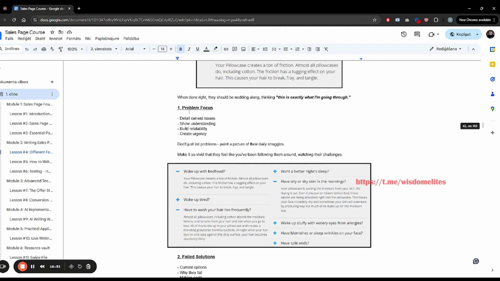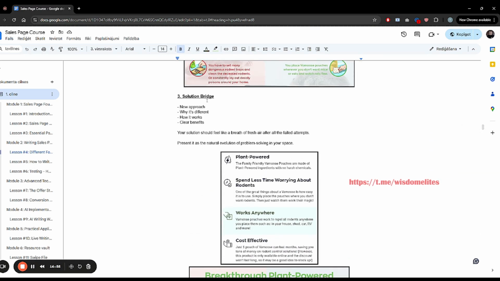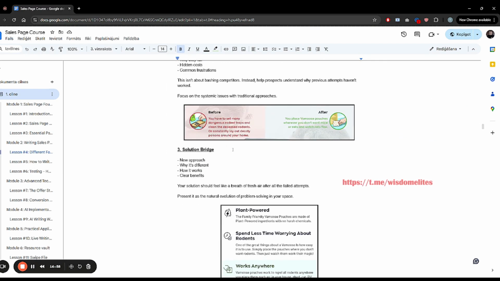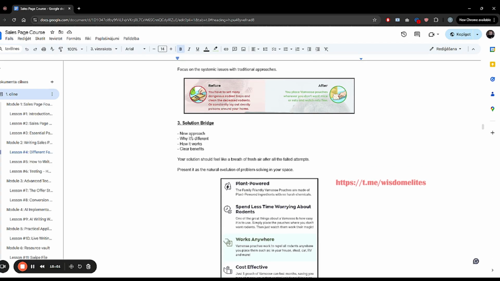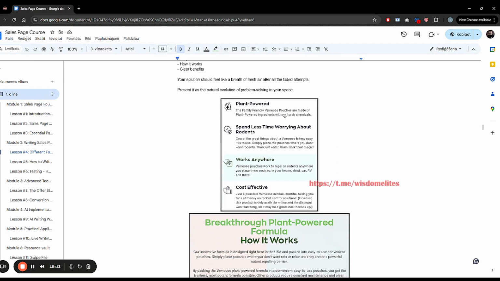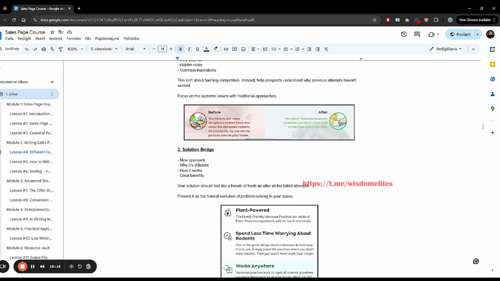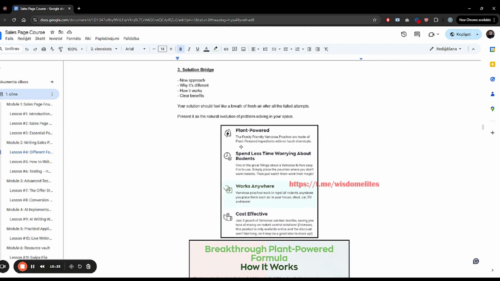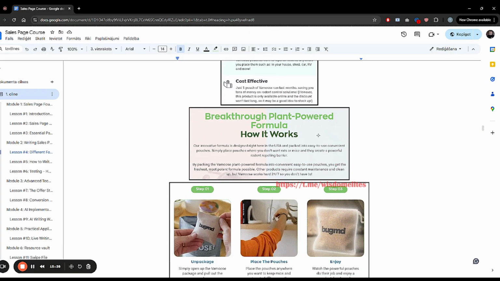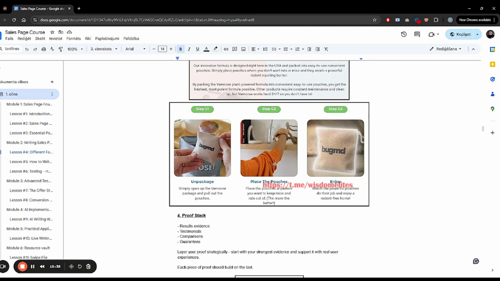Now, after going through the problems and the failed solutions, you have the solution that actually works. So you present a new approach, why it's different, how it works, and clear benefits. Your solution should feel like a breath of fresh air after all the failed attempts. Present it as the natural evolution of problem solving in your space. So, for example, for this one, the old way might feel very old, like a wooden board with some metal strap on it, and this is more modern because it's plant powered. Spend less time worrying about rodents, works anywhere, cost effective. Basically, explain why it's a breakthrough formula and how easy it is to use.